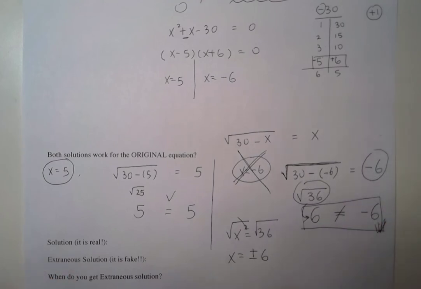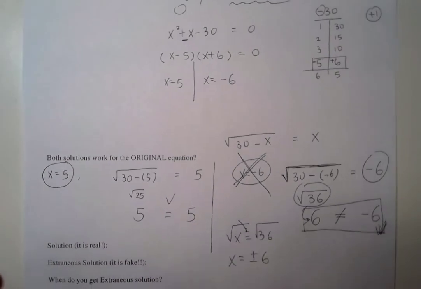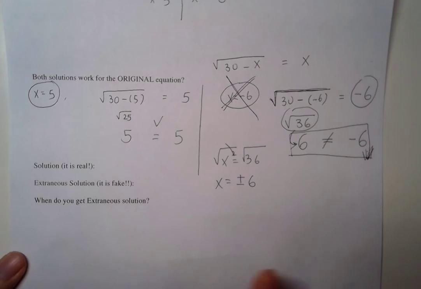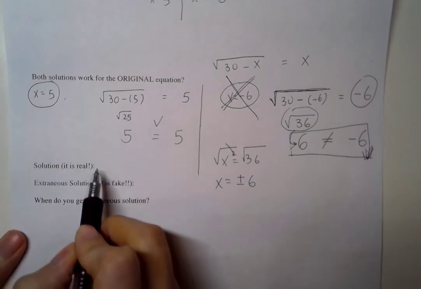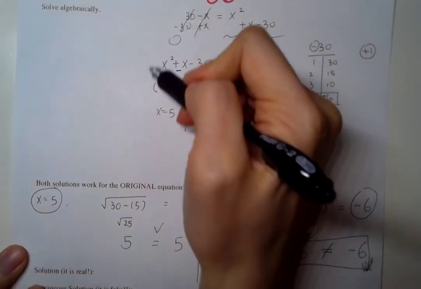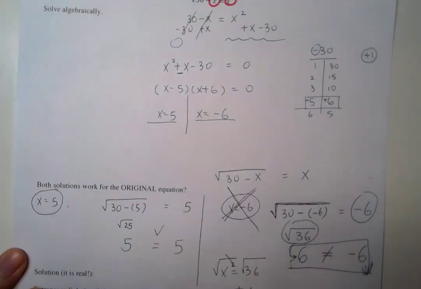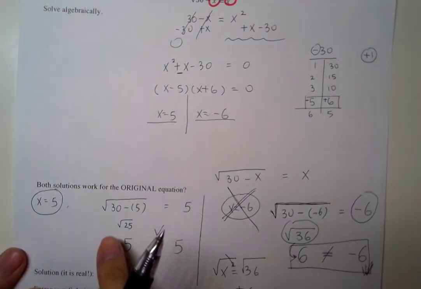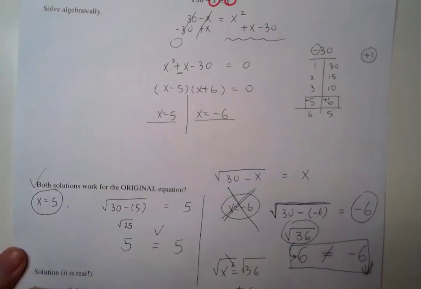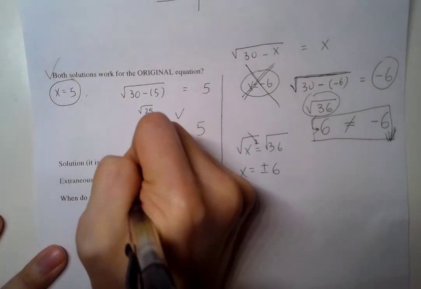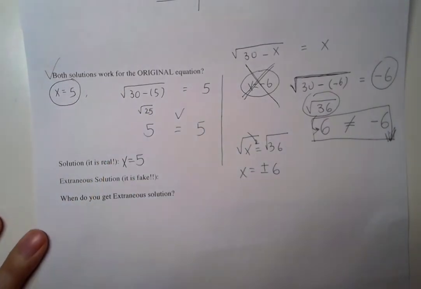Alright? So look on the bottom. It says solution. Your actual solution, because when you solve the equation, you got 5 and negative 6, right? 5 and negative 6. But after we check the solution, what's my solution? Only 5, right? So x equals 5. This is the only solution.